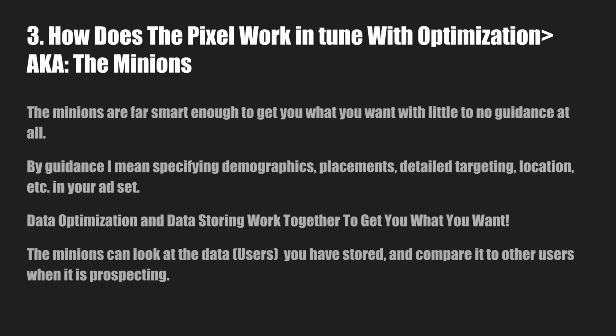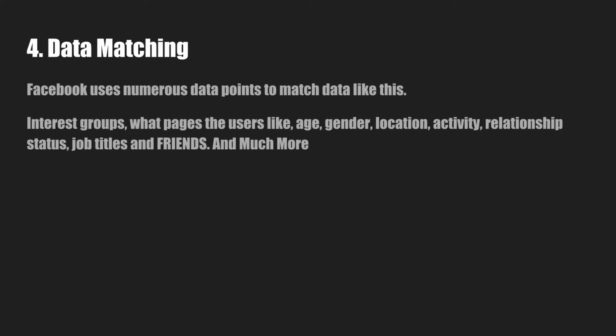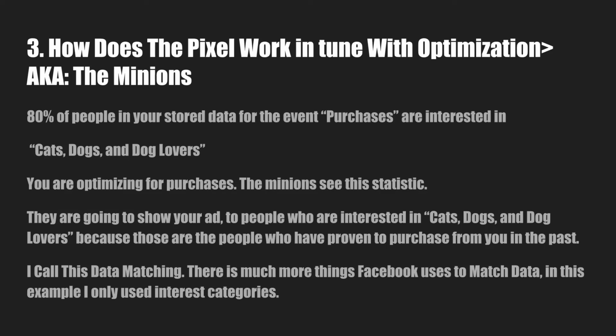Basically, data optimization and data storing work together to get you what you want. We covered this earlier. You can always go back if you don't fully understand these two things. But basically, the minions look at the data you have stored and compare it to other users. So it's kind of like giving a person a list of names, like, let's say a list of Noahs. Here, I'll give you guys an example. I'm pretty sure I have an example on here. So yeah, here we go.